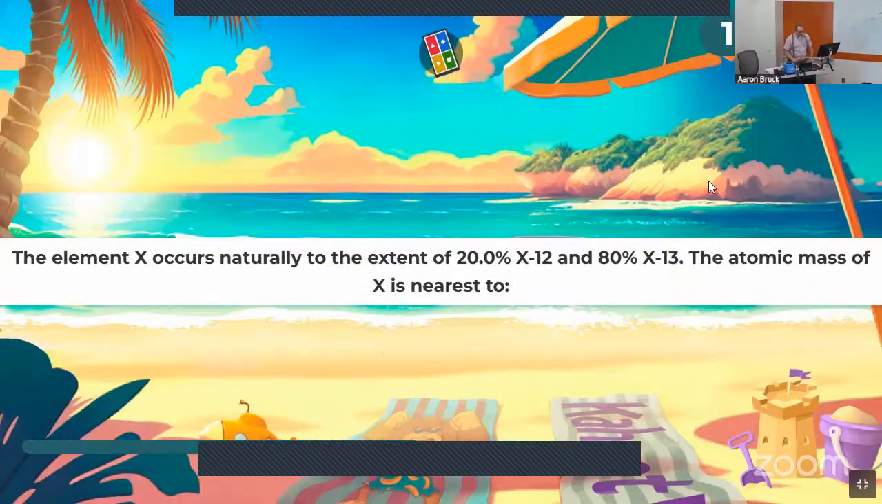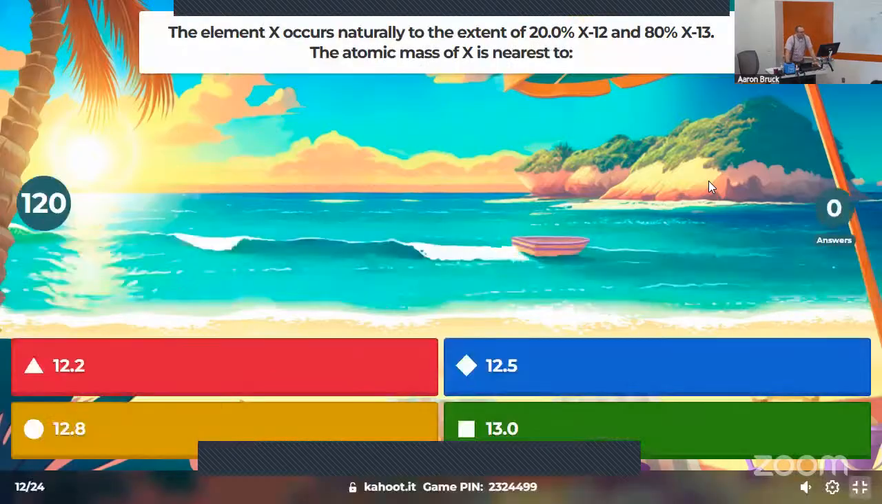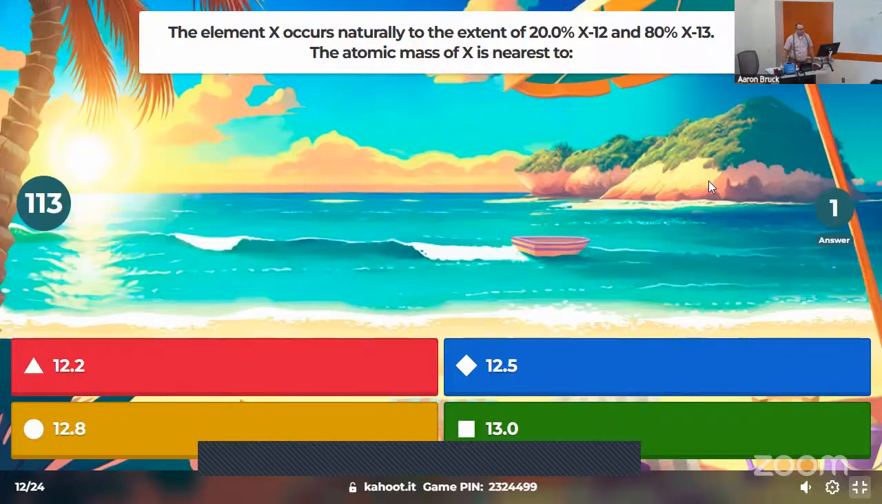All right, we've got our first math problem. Element X is naturally 20% X12 and 80% X13. The atomic mass of X is nearest to which?